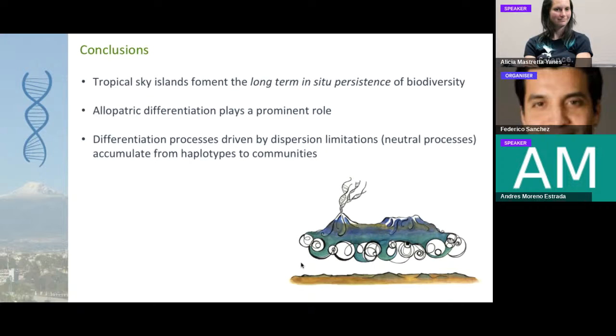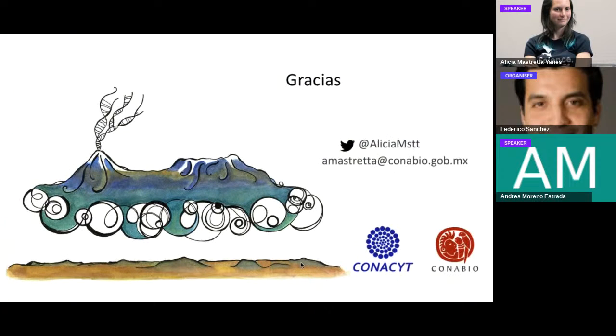the community level. And taking all together, I think that these three points help to explain how the sky islands of the Trans-Mexican Volcanic Belt are cradles of biodiversity. That is, biodiversity is generated here, but also persists here. And this is happening from the genetic to the species level and helps to understand why tropical mountains are so diverse. With that, I will finish. Thank you very much, and I'm happy to take questions.